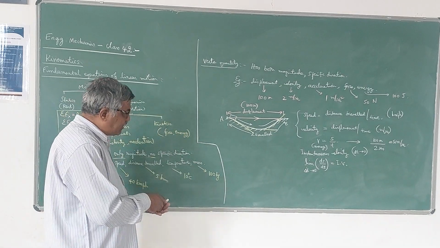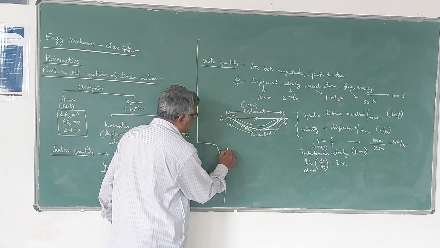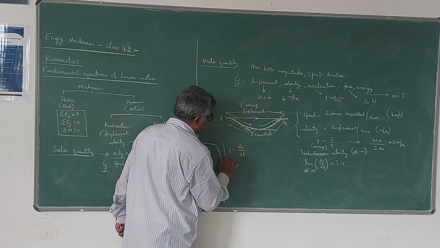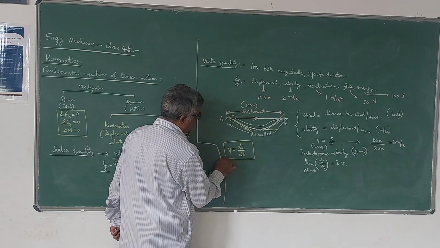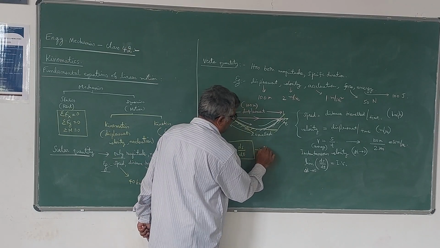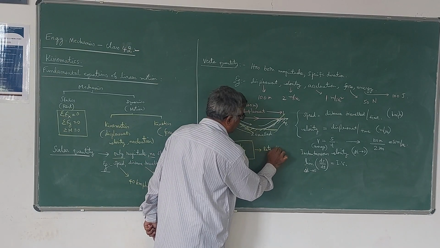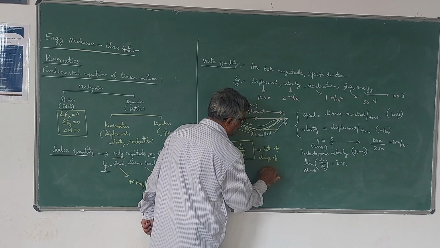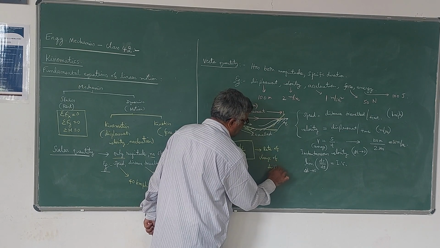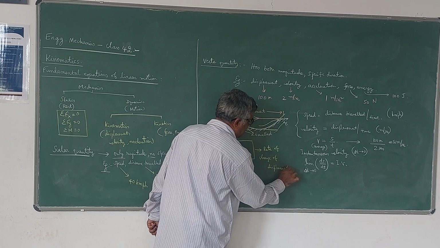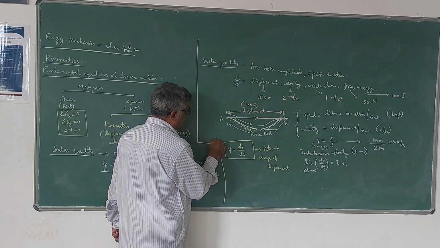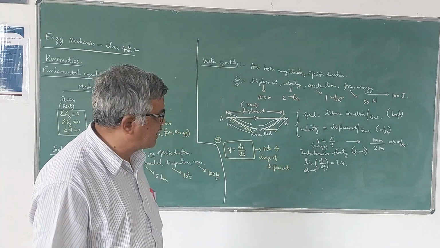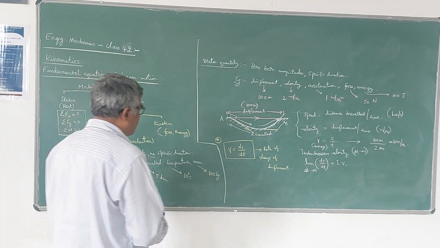Now mathematically, I can write velocity like this: V is equal to ds by dt. That means it is the rate of change of displacement. So rate of change of displacement is known as velocity. This is the mathematical representation of velocity in calculus. The derivative of displacement with respect to time is called the velocity.